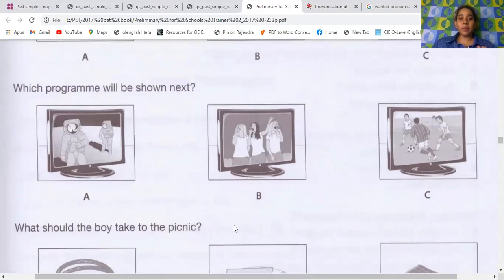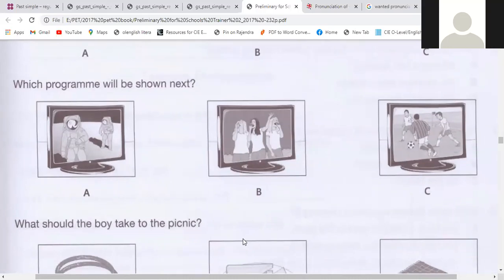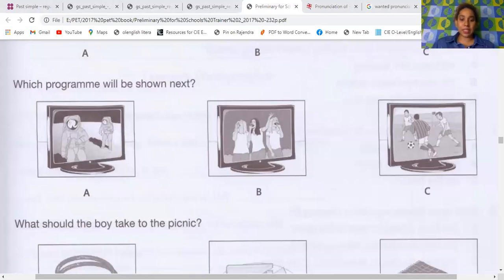Next one, which program? Are you sure? B is the answer. මකට විදිහට නම් B තමයි බලමු අපි.